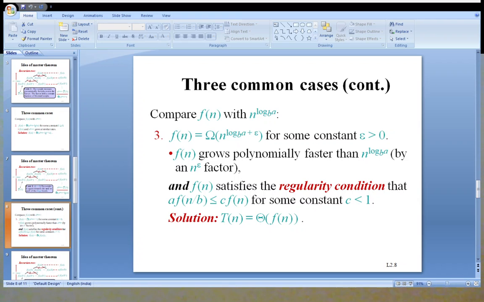But the point that you should keep in mind is that case 3 needs one extra verification, that is called the regularity condition. The regularity condition means the term a f(n/b) should be less than c f(n). This condition should be satisfied for a value of c that is less than 1. If the condition holds, then only can we apply case 3, and otherwise we cannot apply case 3. So keep in mind, when f(n) is greater than n raised to log a base b, you have to check the regularity condition, and after confirming that the regularity condition is satisfied for c less than 1, then only you should apply the case 3 solution. And in this situation, the complexity of the equation would be equal to theta of f(n), right?